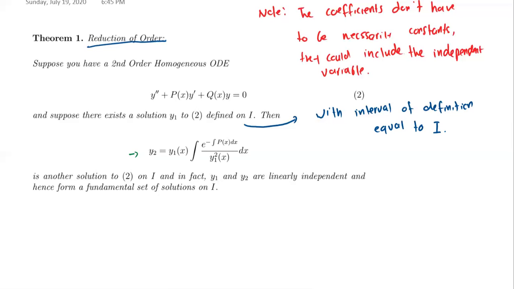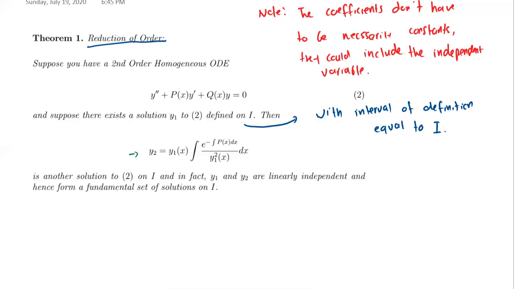So what the theorem is saying is that this y2 defined like this is another solution to the differential equation on the same interval of definition. And in fact, y1 and y2 are going to be linearly independent on this interval I, meaning that they're going to form a fundamental set of solutions.